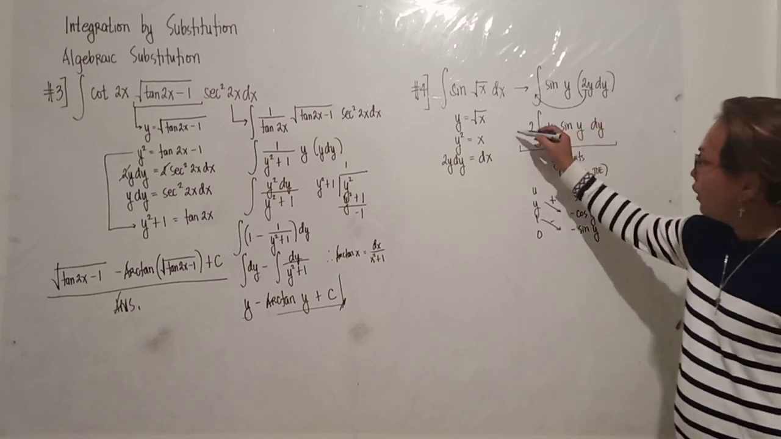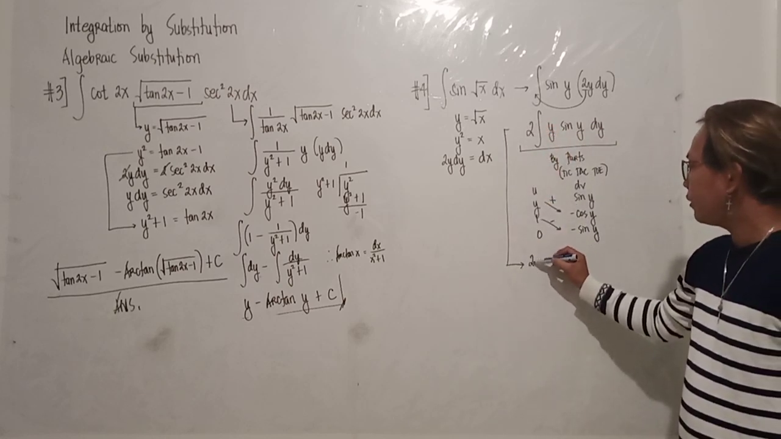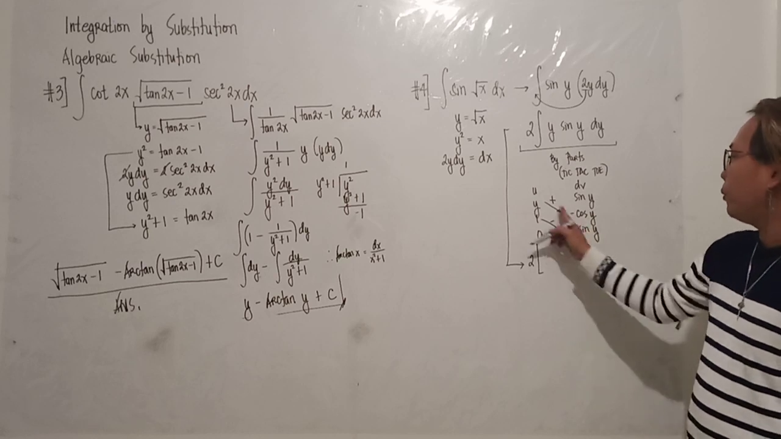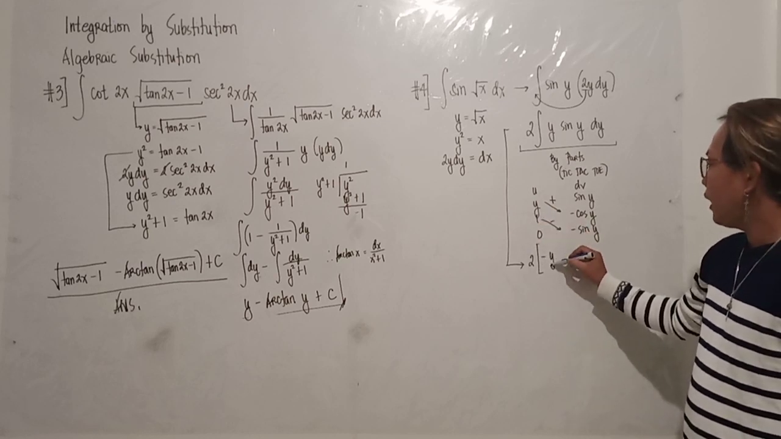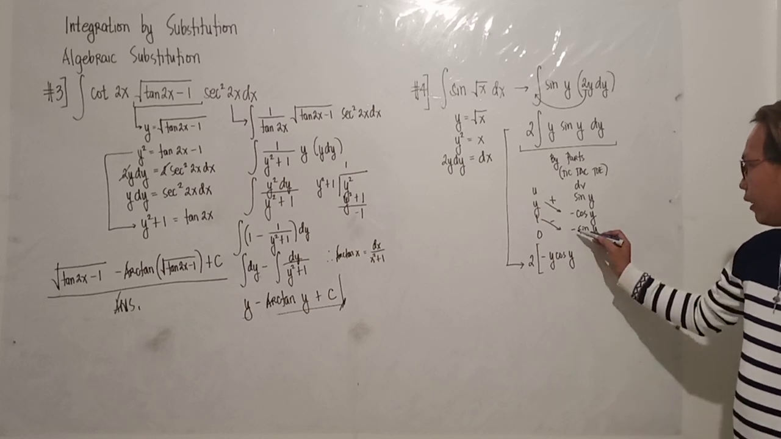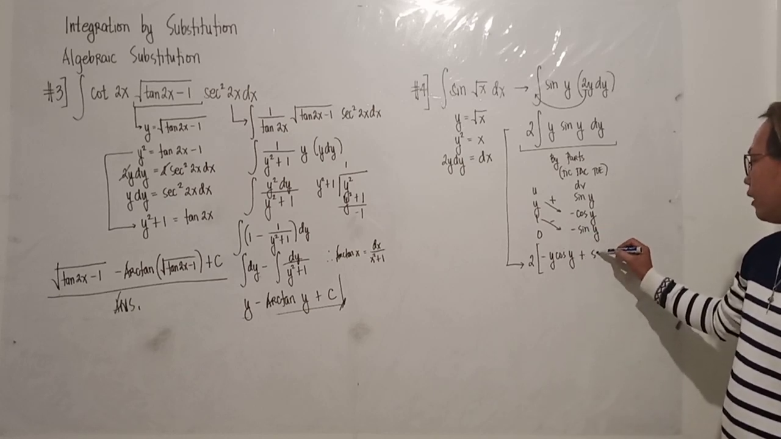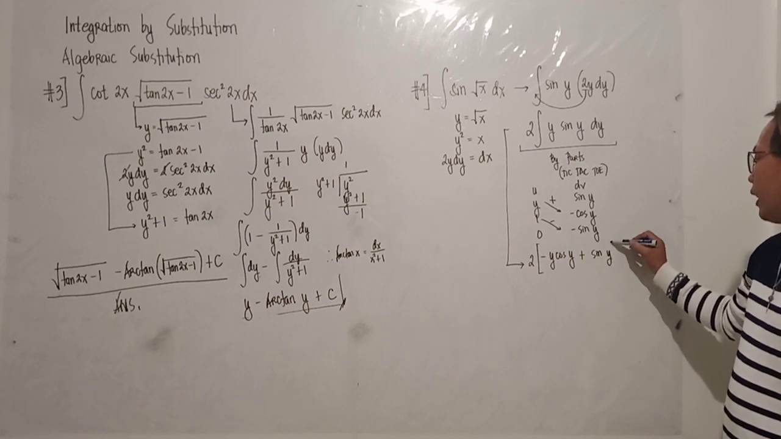Now the equivalent of this is 2 multiplied to negative y of cosine y. Then negative and negative, that is positive. So plus sine of y.